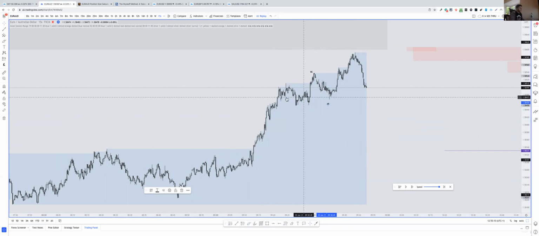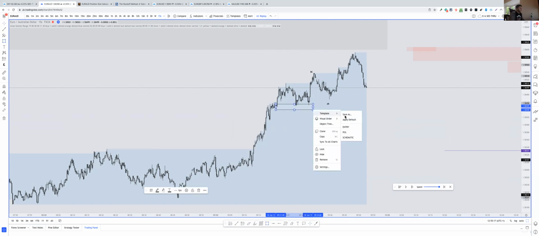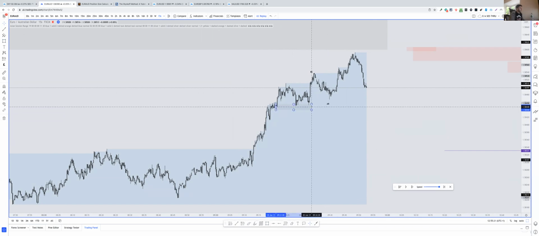This is our supply zone here, because this is where the lateral movement started. It's not a point of interest. I'm just doing it for, obviously, a rectangle.